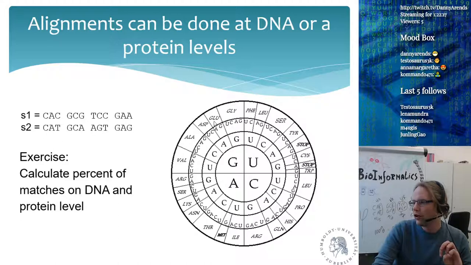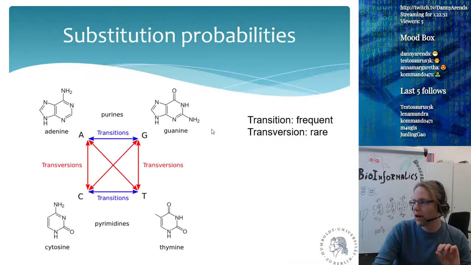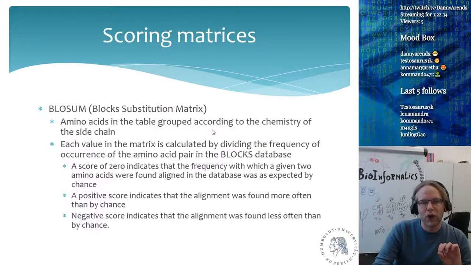While here the GLU and the ASP have the same two initial letters, but the third letter is different, right? So GLU and ASP are relatively close to each other in the PAM matrix, but they can have very different biochemical functions, and that is why in the BLOSUM matrix there are different scores.